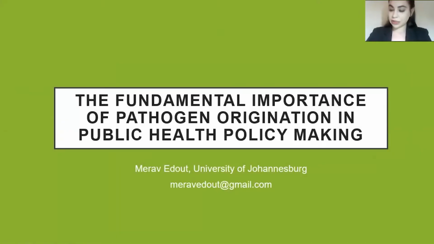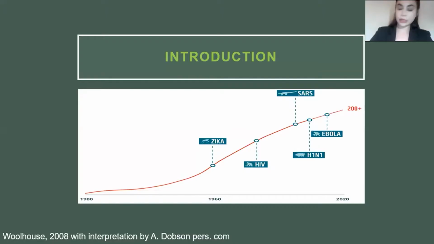So the title of my talk today is The Fundamental Importance of Pathogen Origination in Public Health Policymaking. We're brought here today by a shared interest in the COVID-19 pandemic and the ongoing evolution of the COVID-19 disease. In terms of the details of COVID-19 and the pandemic, we are still largely in a process of discovery and investigation when it comes to the disease.